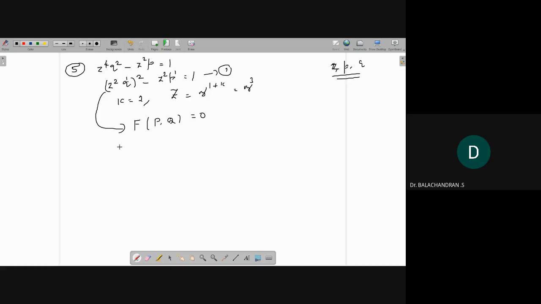So the final answer for this problem is that q equal to ax plus or minus root of 3a plus 9 into y plus some constant b. Okay.